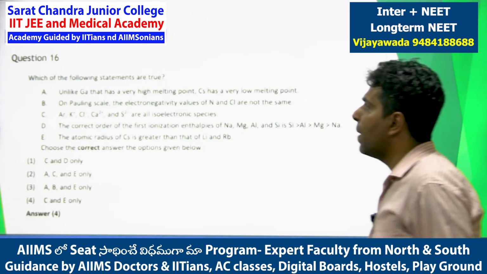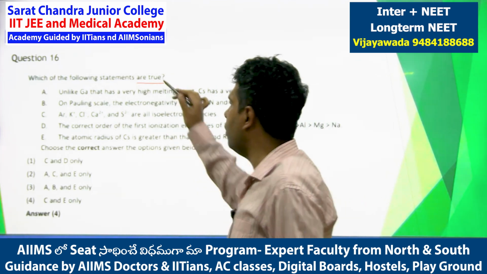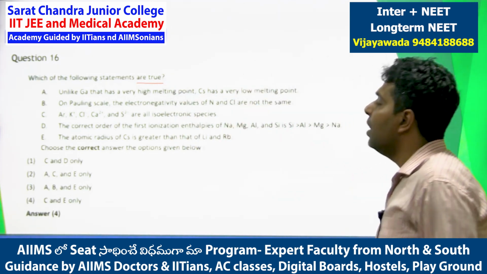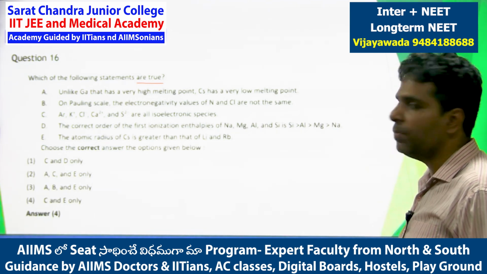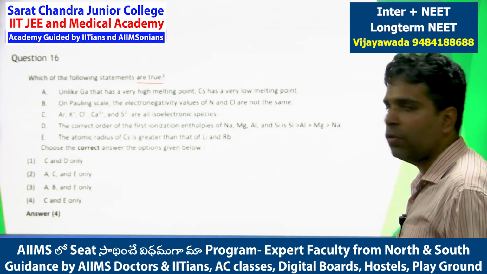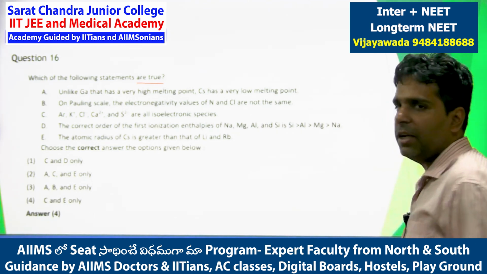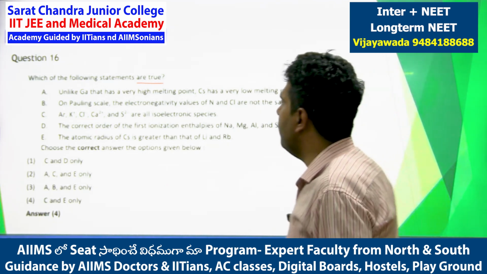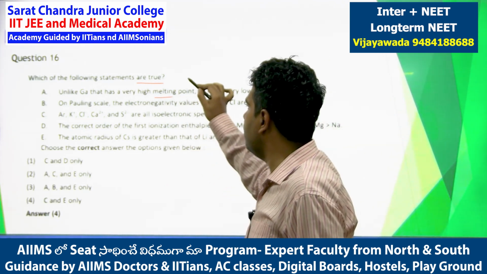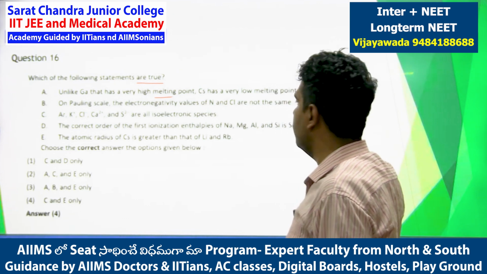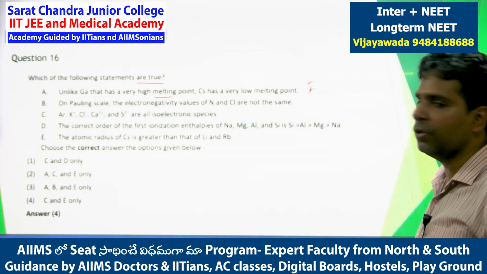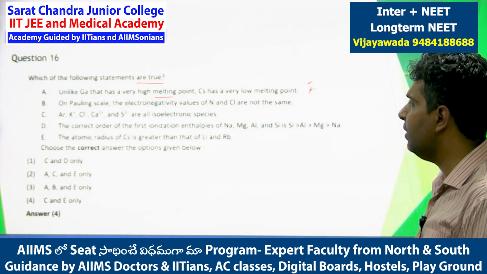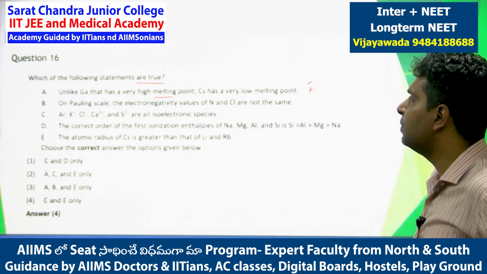Next question. Which of the following statements are true? So you have to tell. Unlike gallium that has very high melting point. So this statement is false because the melting point of gallium is around room temperature, around 30 degrees Celsius only. So gallium does not have a very high melting point. So this statement is false, not true. Cesium also has a very low melting point, but gallium also has a very low melting point. It is not very high. So this statement is false.